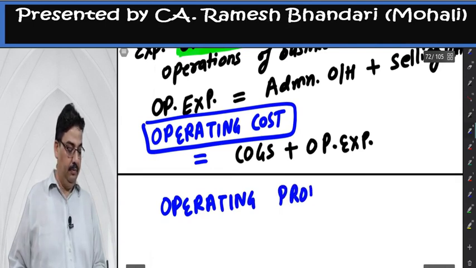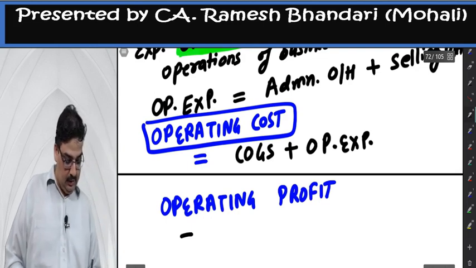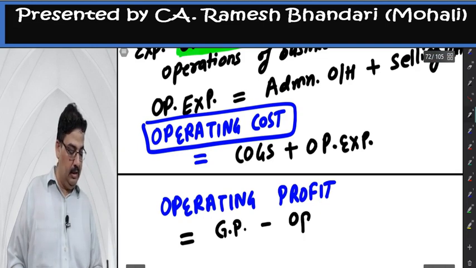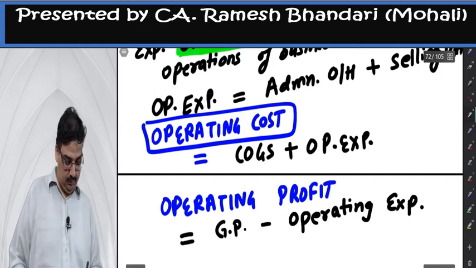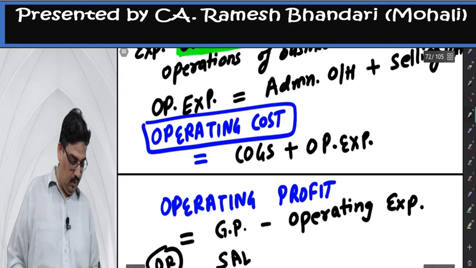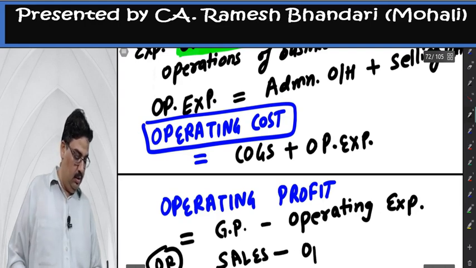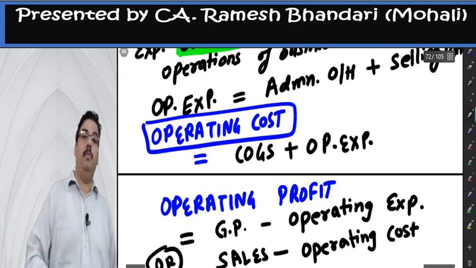Operating profit equals GP minus operating expense, or sales minus operating cost. That is very simple to remember.